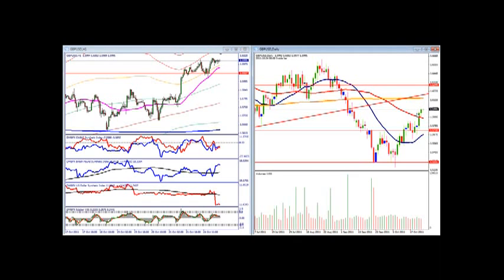We do have more room to run here to catch up to the 200 moving average. And you can see this 200 moving average right here matches up with what we have going on right here. So that's definitely something to watch as far as our next target.